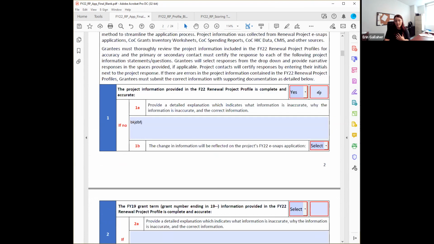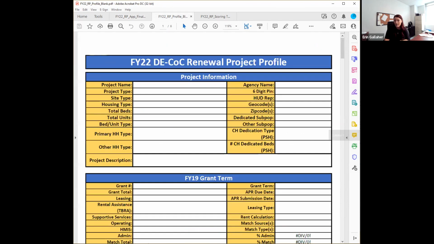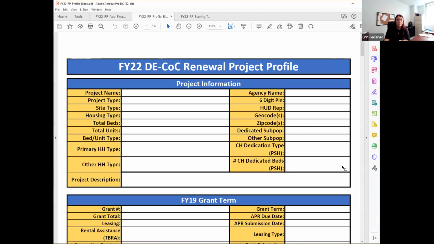So most of the application questions are largely based off the renewal project profile. So that is what this looks like this year. So this is going to be all of the information that is provided to you guys by us. Those of you who have seen the QTE documents will know that this is a little familiar. That is on purpose. I'm trying to align the competition documents and the information that you guys see regularly, semi-regularly throughout the year. So that way it becomes much more familiar and that you guys don't have to keep entering the same information over and over again and a million things.